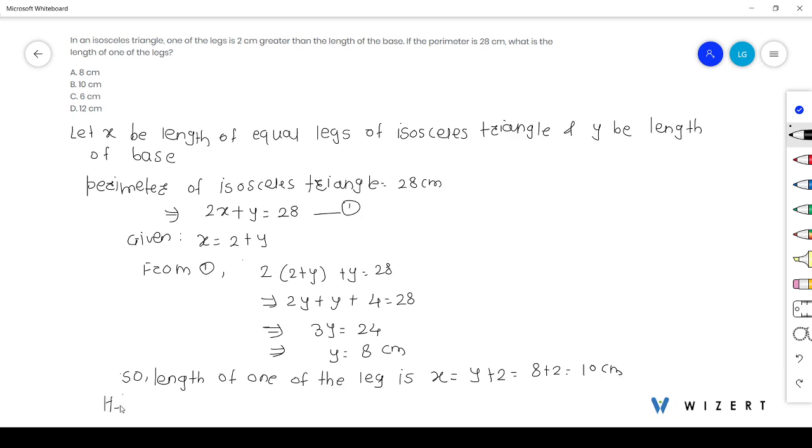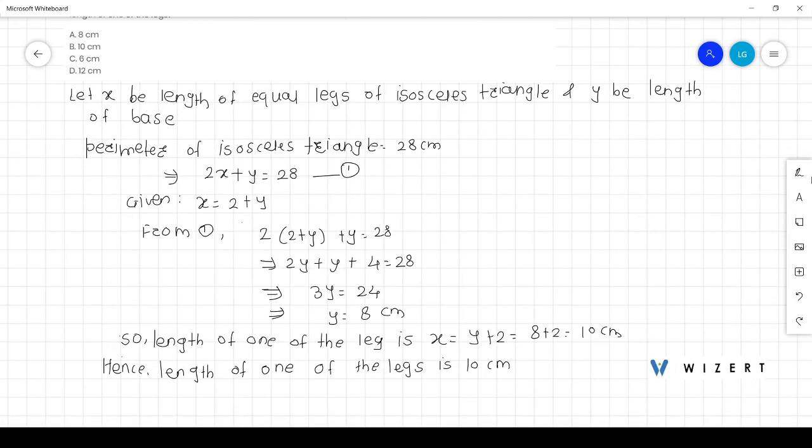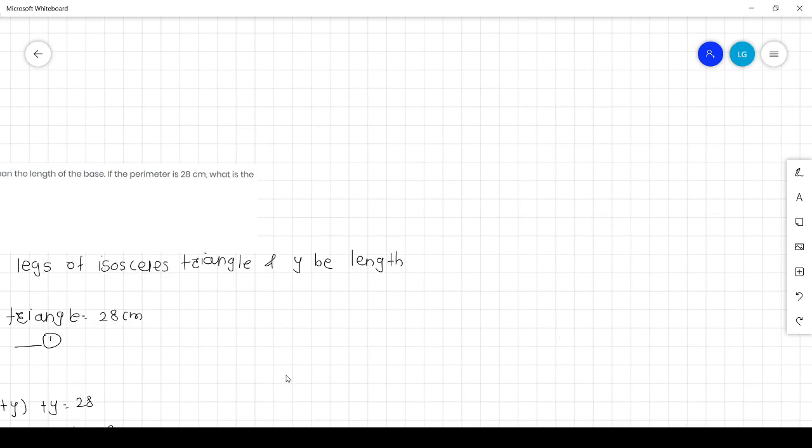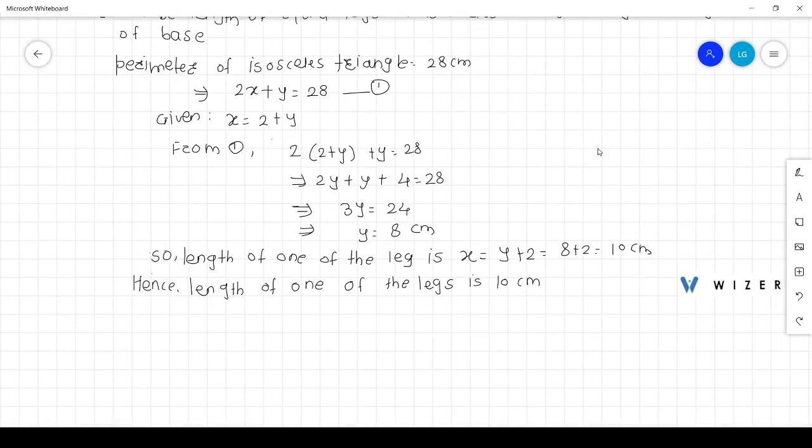Hence the length of one of the legs is 10 centimeters. That is, our answer is 10 centimeters, and from the available options, option B is 10 centimeters.